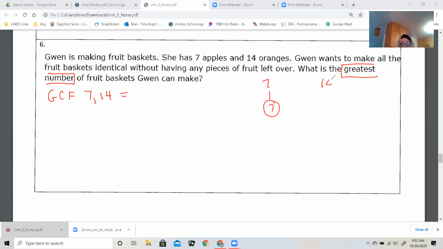So 7 is prime, so the only factor is a 7. And when you look at what's the same here, what's common to do your GCF, you see the only thing that's common is your 7. And it says fruit baskets, so we have 7 fruit baskets.